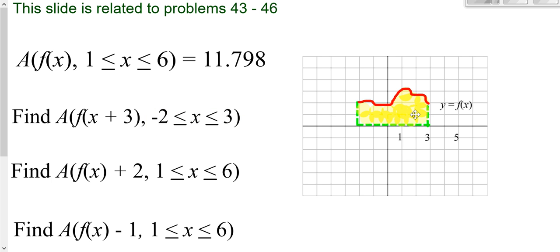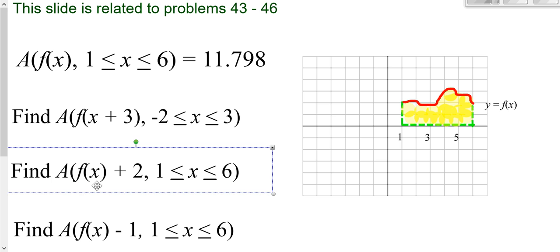Now, if we just moved our area 3 units left, does it go ahead and change the actual area? No, it's still the exact same shape. So your area of this one here is still the exact same, 11.798.